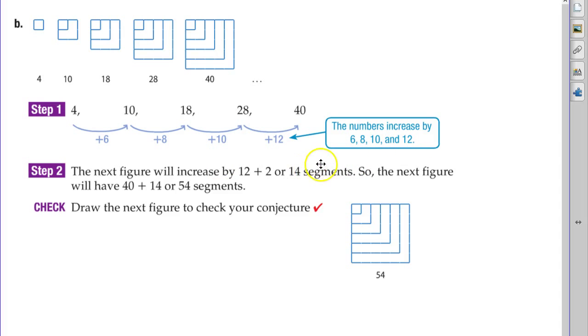How you actually describe that is you're adding consecutive even numbers. So if it's 6, 8, 10, 12, we'd assume the next is 14. We think we'll have 14 plus 40, which gives us 54 segments. To check our conjecture and conclusion, we could sketch it out, which the book already did for us, and yes, there are 54 there. Most of the ideas and homework in this section are looking for inductive patterns and then taking that next step from the conjecture to the next conclusion.